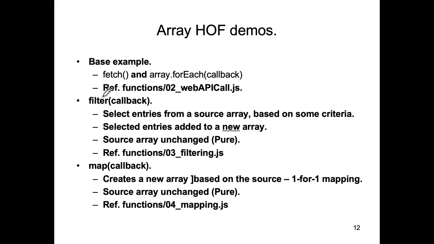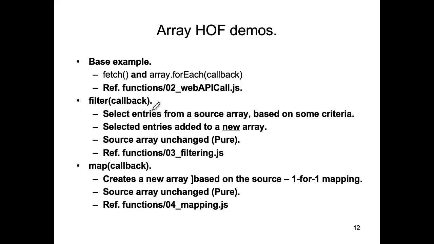Let's move on to filter. Filter is another higher order function associated with the array type. It also takes a callback. The purpose of the filter is to take an array, which I call the source array, and to pick out certain elements within it based on some condition, and create a new array, which I call the output array. In the output array, it will put references to the elements of the input array that satisfy the particular condition. The way we express the condition is through the callback.